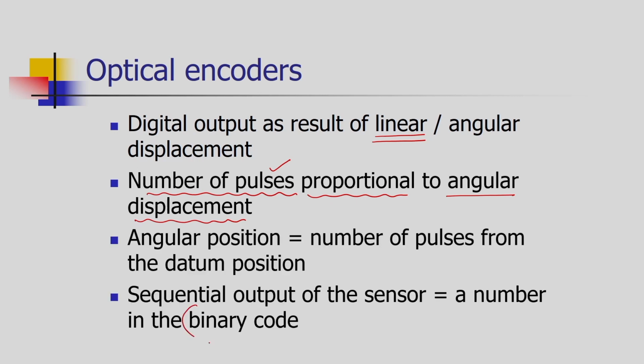We are getting a binary code ready-made, and that is the advantage of the optical encoder. It is a very good transducer which further can directly be utilized for microprocessor applications, with of course the assistance of signal conditioning devices needed.